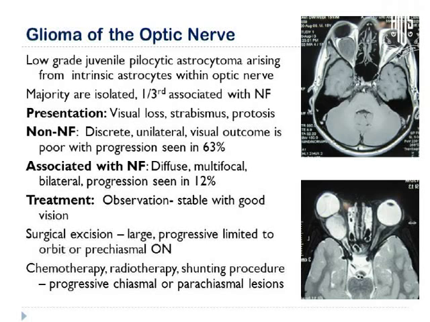And the treatment is observation if the vision is good and stable, surgical excision if the glioma is limited to the orbit or the pre-chiasmal area. If the chiasma is involved and surgical excision is not possible, then you have to give chemotherapy along with radiotherapy, and if there is hydrocephalus, then sometimes a shunting procedure needs to be done.